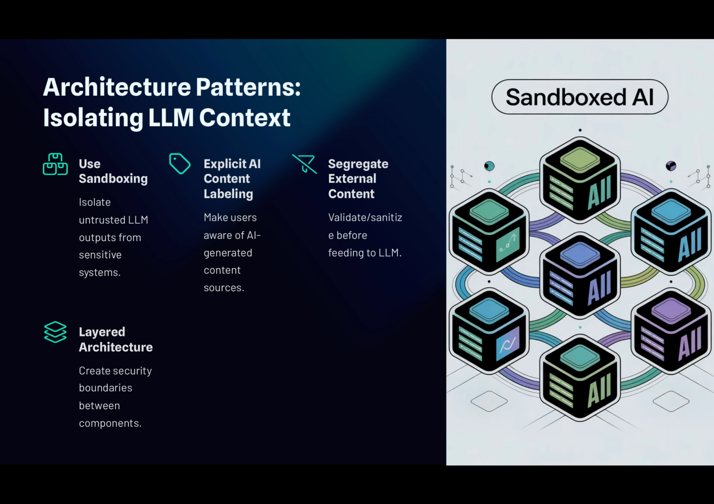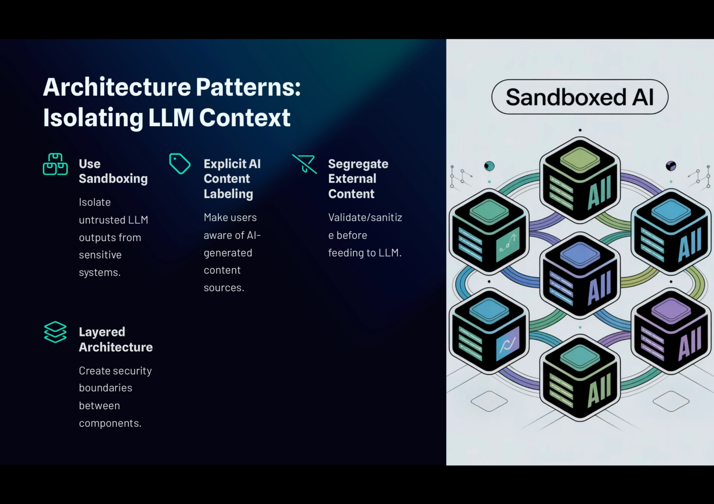Segregating external content is another key security measure. Any information or data coming from outside sources should be carefully validated and sanitized before it's fed into your LLM. This reduces the chance of injecting harmful inputs that could exploit the model or the surrounding system. Finally, a layered architecture is critical for security. By structuring your application so that there are distinct security boundaries between different components, you limit the impact of a compromised system or a vulnerable LLM output. This layered approach means attackers can't easily escalate from one part of your application to another.